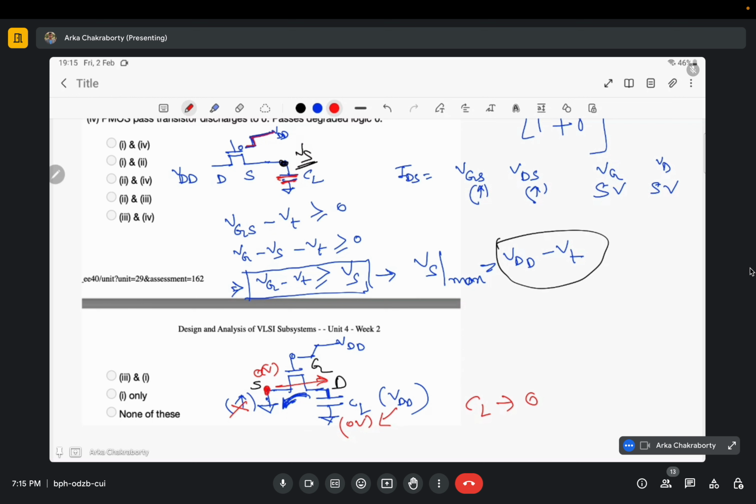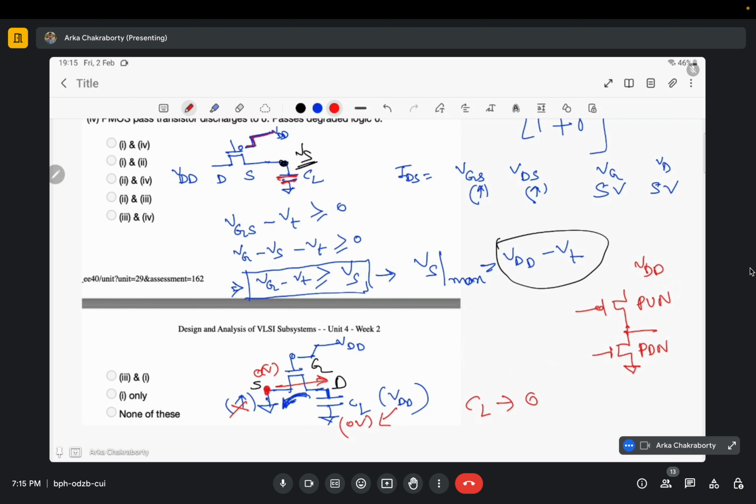Okay, so this is the exact reason that in pull down networks we use NMOS circuits, and in pull up networks in CMOS we use PMOS circuits. Why? PMOS can pull up to VDD, but it cannot pull down to ground. It will be able to pull down only to mod of VTP.